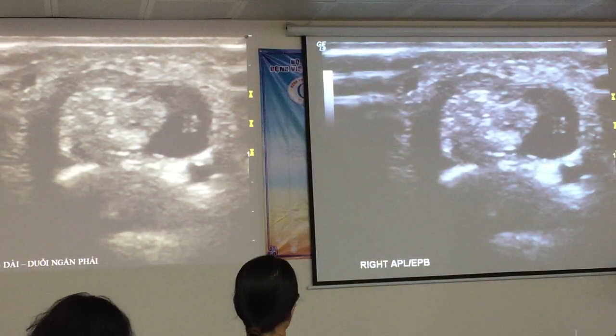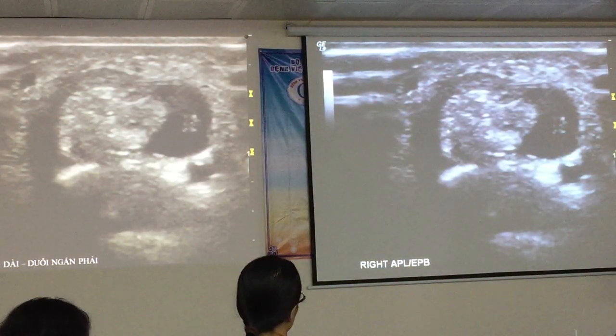So this is a case whereby we've got a thickening of the tendon itself.